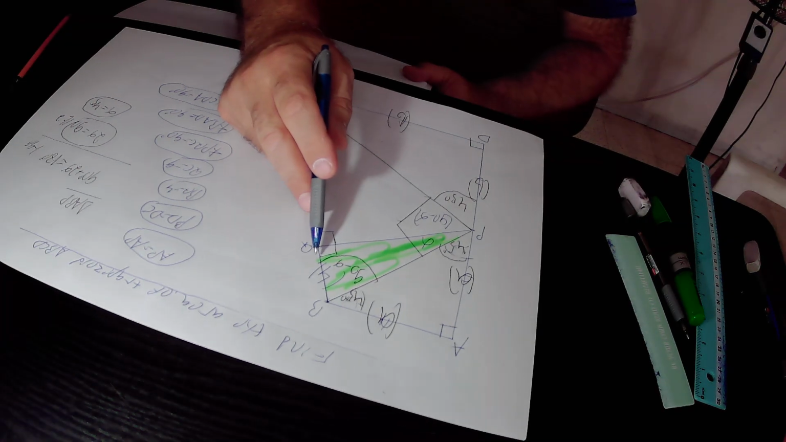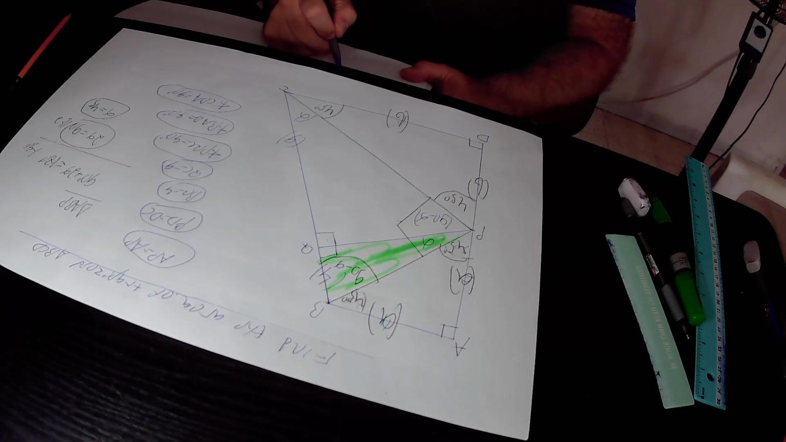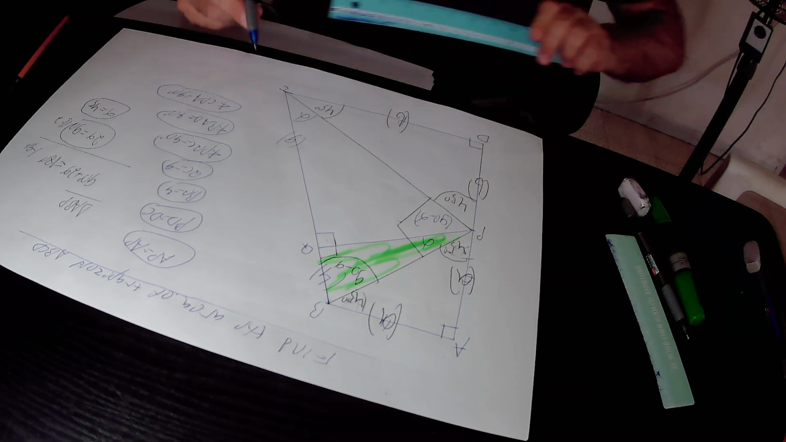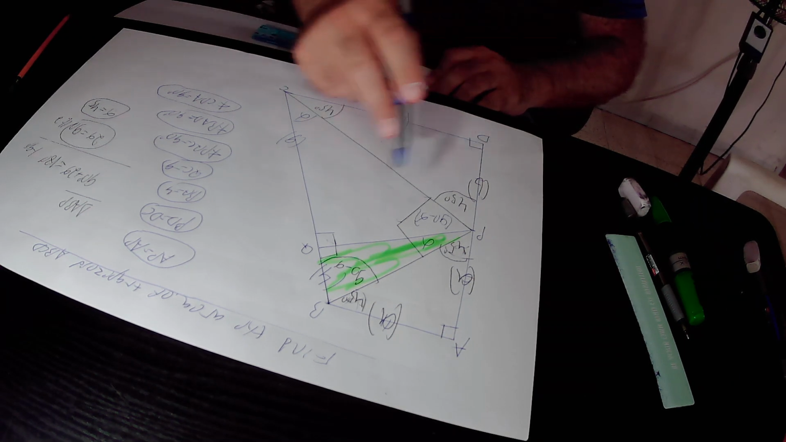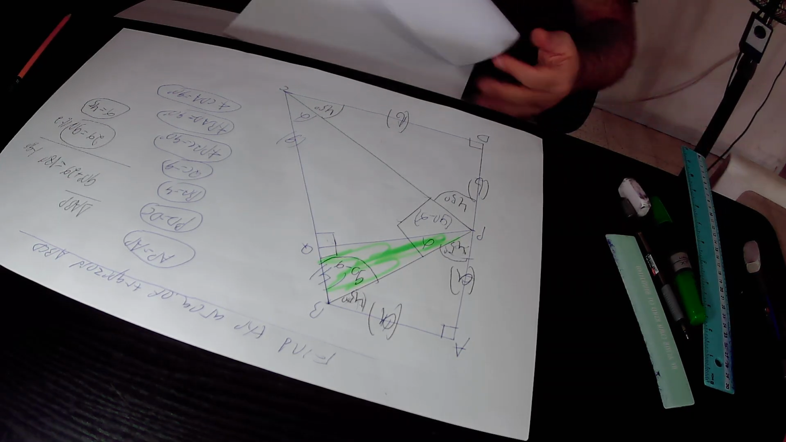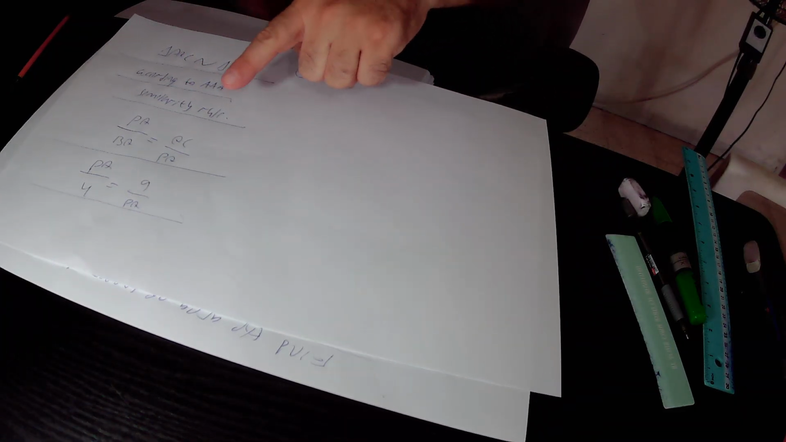BQ equals 4 units in length according to what is given in the question, and QC equals 9 units according to the question. Over PQ, the missing side, so we leave it as it is. So in total we found that PQ over 4 equals 9 over PQ.